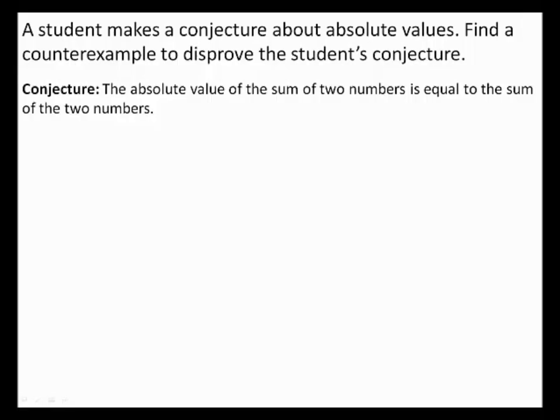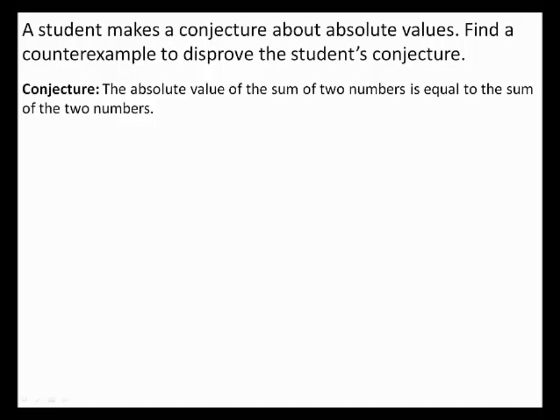A student makes a conjecture about absolute values. Find a counterexample to disprove the student's conjecture. The absolute value of the sum of two numbers is equal to the sum of the two numbers. A counterexample is a specific case for which the conjecture is false. So, to find a counterexample for this conjecture, you need to find two numbers whose sum is not equal to the absolute value of that sum.